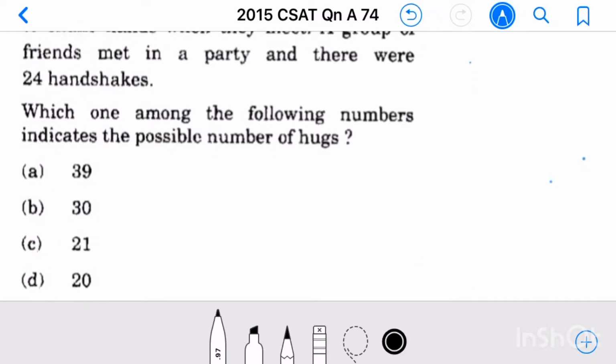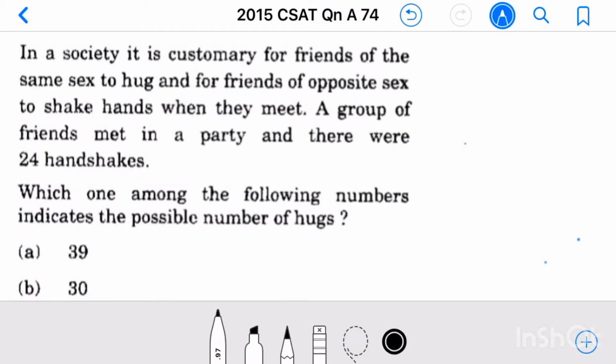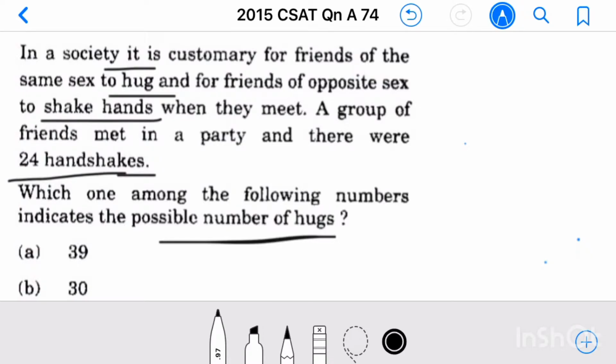Here we have four options. So in this society, same sex people, when they meet, they have to hug, and opposite sex people, when they meet, they have to shake hands. Then in a party, there were 24 handshakes. Then what is the possible number of hugs in that party?